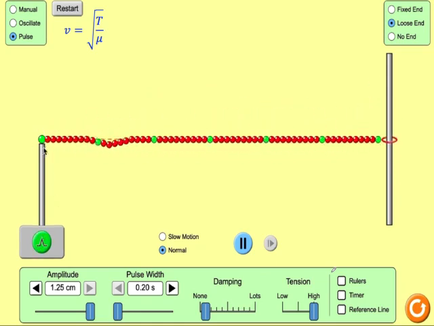Again, when it hits this end here, this is considered a fixed end or more dense end. It comes back inverted when it hits this end. Inverted, same side. Inverted, same side. Hope that makes sense.